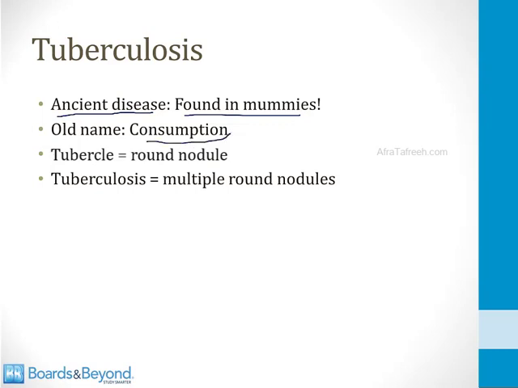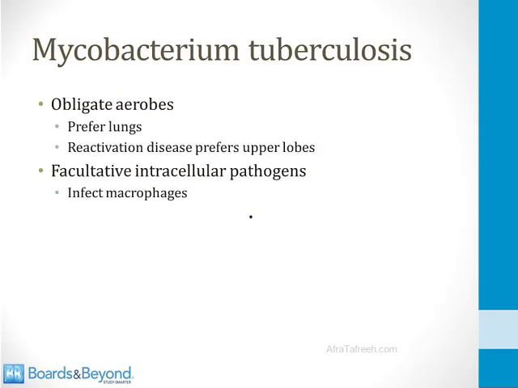Its old name is consumption because people who got sick from tuberculosis would lose weight, so therefore it was called consumption. And it gets its name because a tubercle is a round nodule, and in tuberculosis you have multiple round nodules. Tuberculosis is caused by Mycobacterium tuberculosis, which is an obligate aerobe.